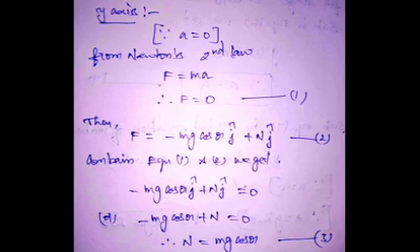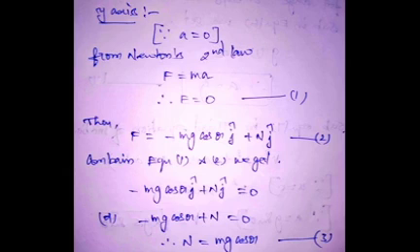Now in the y-axis, the object moves only in the x direction, not in the y direction. So the acceleration will be equal to 0. For the acceleration equal to 0 in the y component, substitute this value in Newton's second law. We know F is equal to ma. Here a equals 0, therefore we get F equal to 0. This is equation number 1.